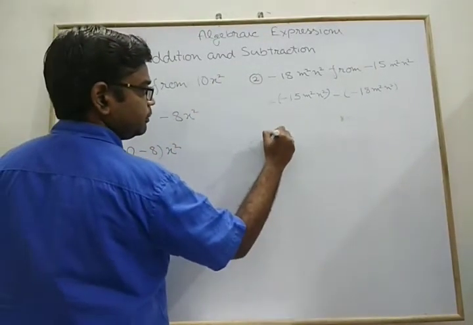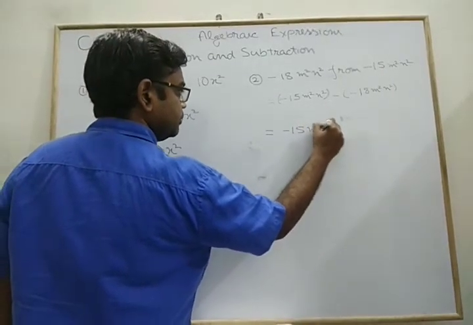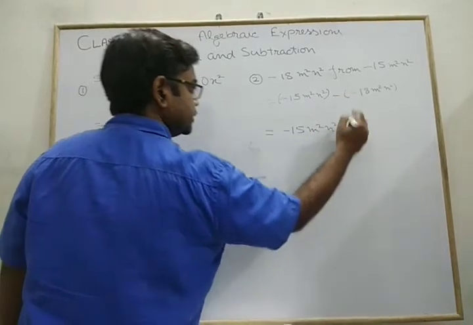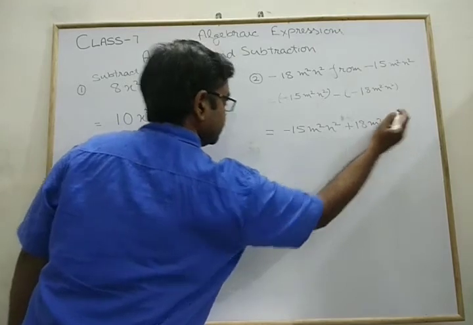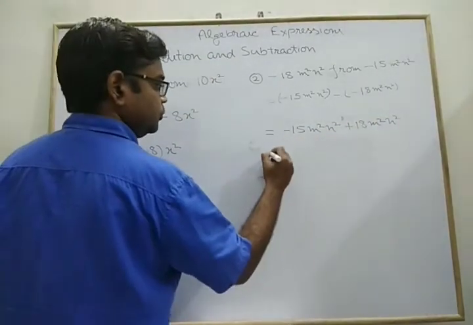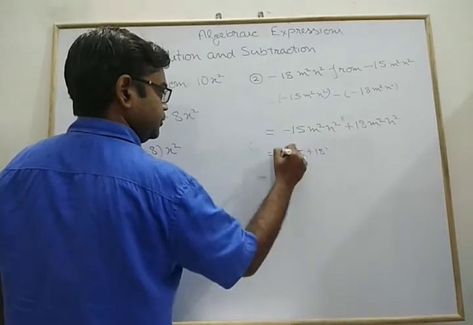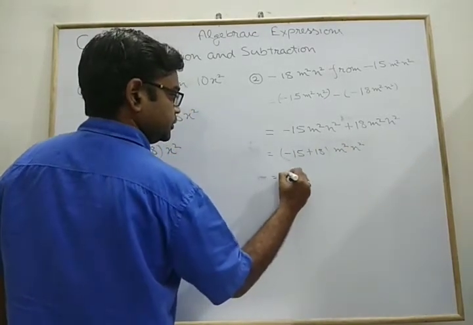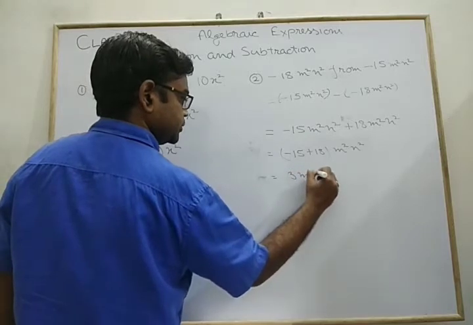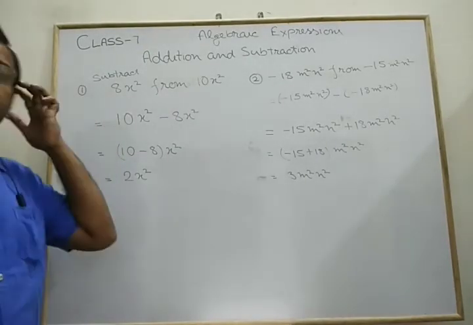Now see this side, I'll remove the bracket. It's a minus 15 n square. Now minus into minus, it's a plus 18 m square n square. Now we check the terms, they are like terms. So numeric coefficient minus 15 plus 18 within bracket, it's a 3 m square n square. This is the way you solve the monomials only.